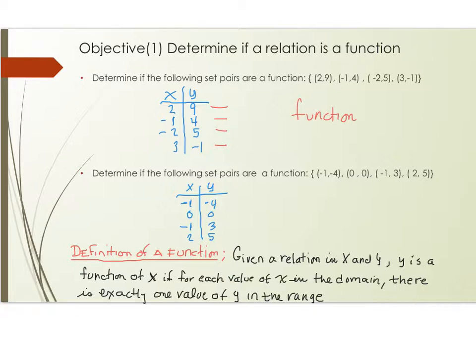We have a 0, 0, but now we have a minus 1 to a 3. So our problem is right here. We have one value of x going to two different values of y. So this is not a function.